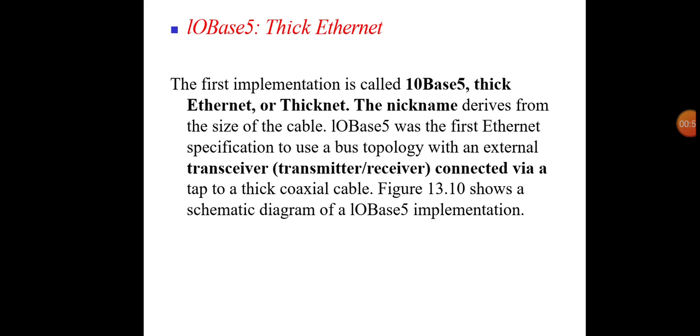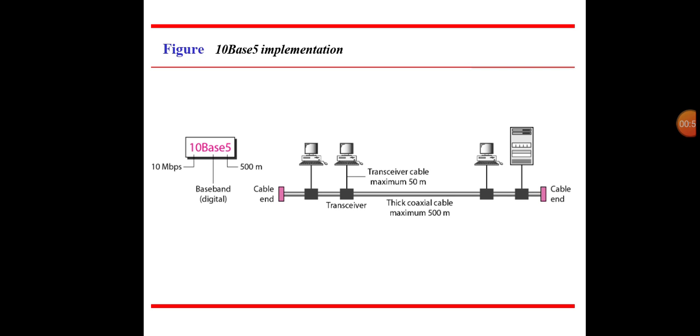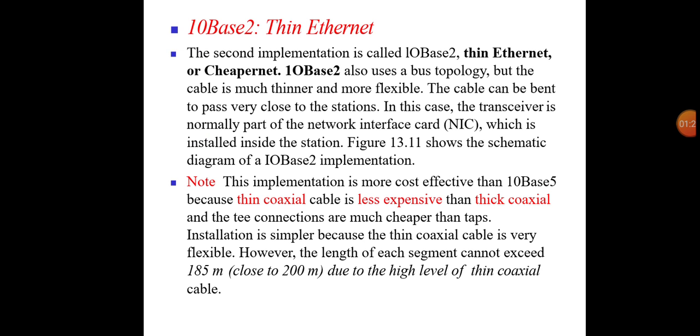This is a schematic diagram of a 10Base5 implementation. Cable length: this is the transceiver, and this is a thick coaxial cable with a maximum length of 500 meters, and the transceiver cable has a maximum length of 50 meters. So this is baseband digital, 500 meters, 10 megabits per second.